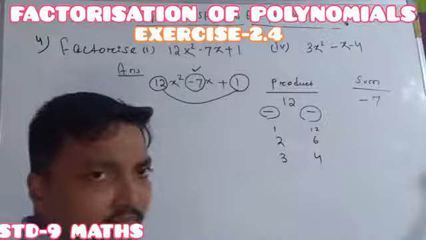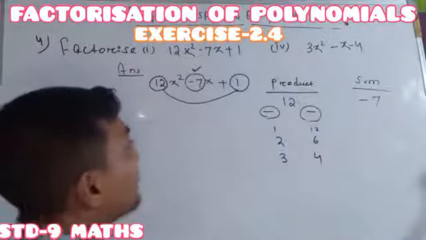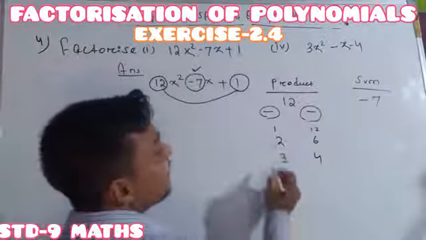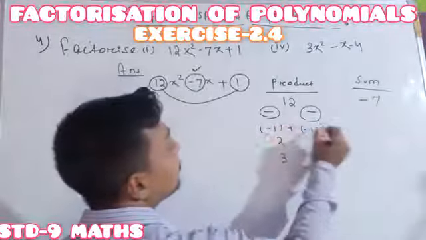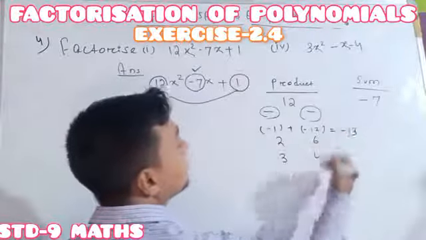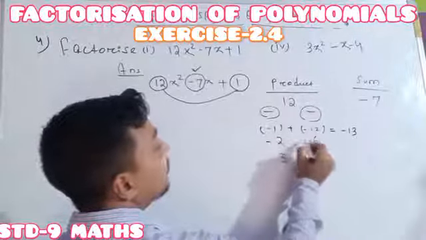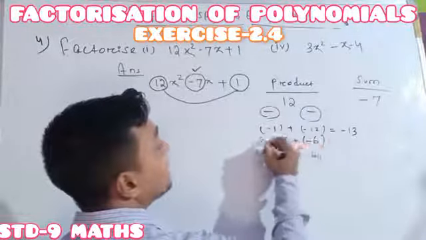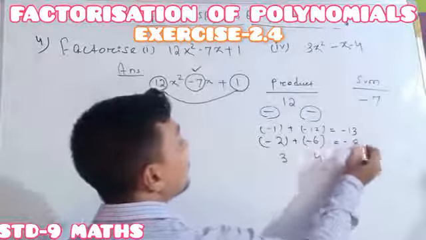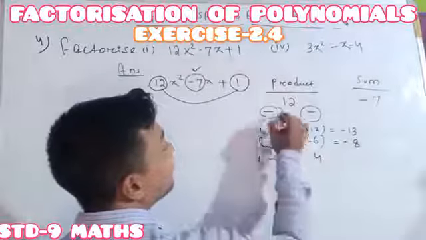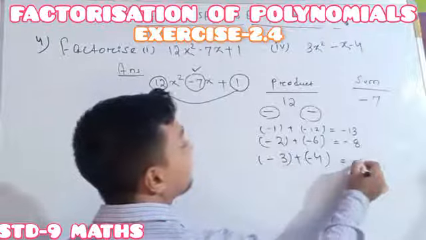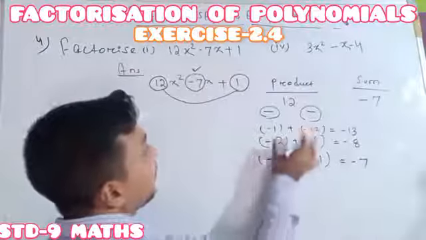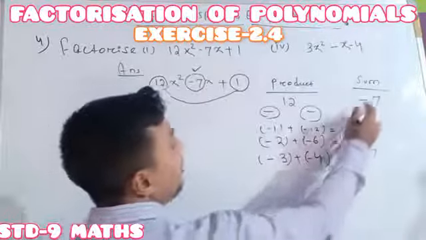This much, this much. See, whose sum is equal to minus 7? Here the sum is equal to minus 13. Here negative, both should be negative. Here the sum is minus 8. Here negative, both should be negative. So here it is negative, and here the sum is minus 7. See, the product is 12 and the sum is minus 7.